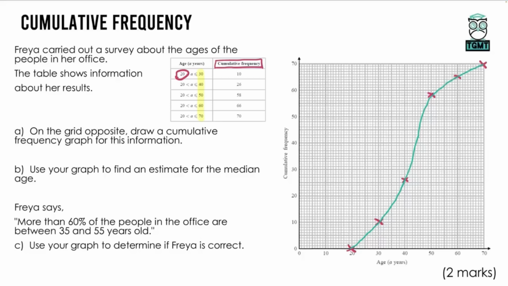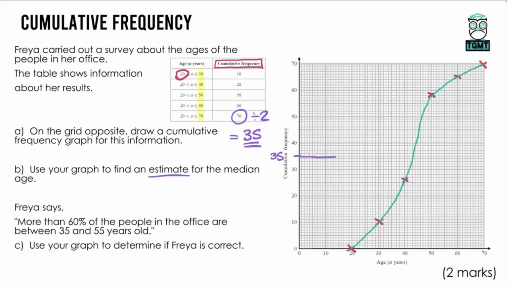Now it says here to use the graph to find an estimate for the median. So for the median, we want to look at how many people there are in total, and there were 70. If we divide that by 2, we know the median is going to be at 35. So we need to find 35 on my graph, which is just here, and it does say estimate, so we don't need to worry about adding 1 and halving or anything like that when we're doing estimates.